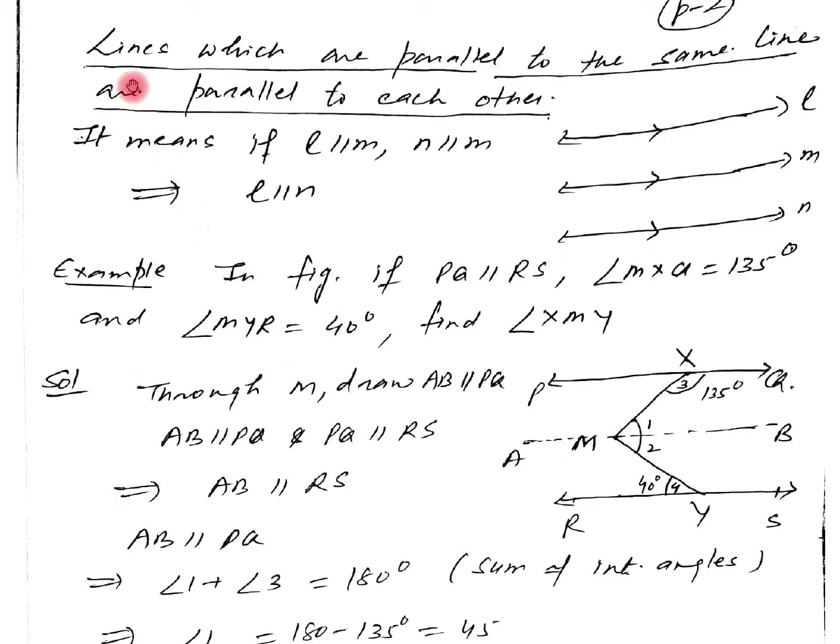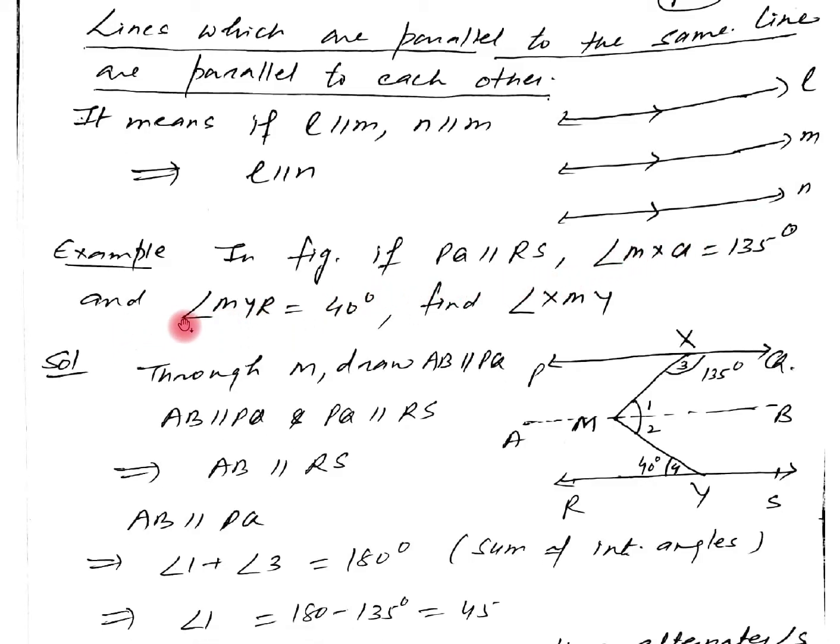Now the next is that lines which are parallel to the same line are parallel to each other. If line L is parallel to M and line N is also parallel to M, then both these lines must be parallel to each other. Now let us see the questions.